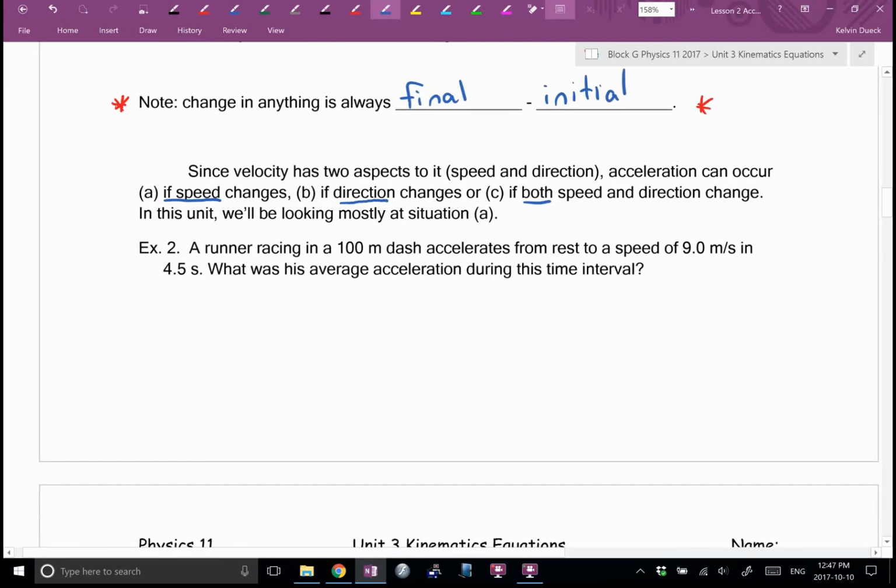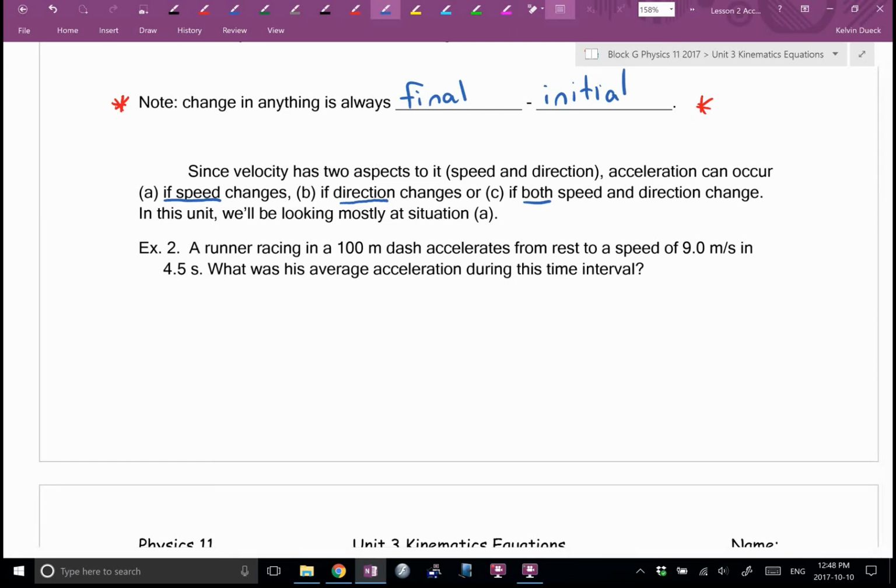A runner is racing in a 100-meter dash, and he accelerates from rest to a speed of 9.0 meters per second in 4.5 seconds. What's his average acceleration during this time interval? I alluded earlier to this DFIC approach that I'm going to try and hammer home with you, but I'm going to model that right now.